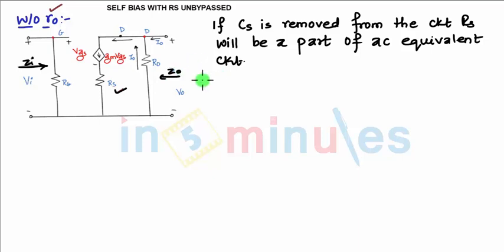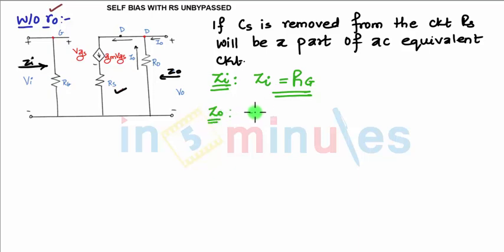Now we can find ZI. ZI is the input impedance. What is the input impedance seen from the input side? VGS is open circuited. So what you can say, the input resistance ZI is RG, the total input resistance seen from the input port.